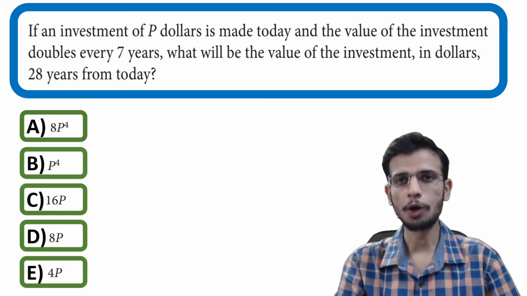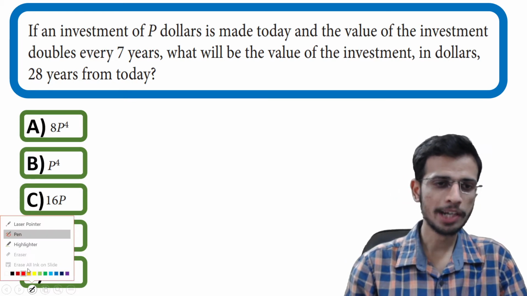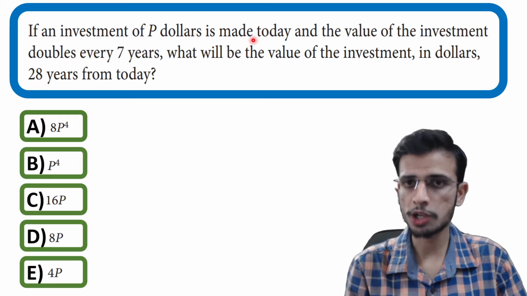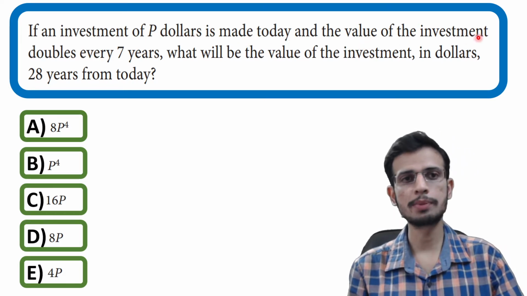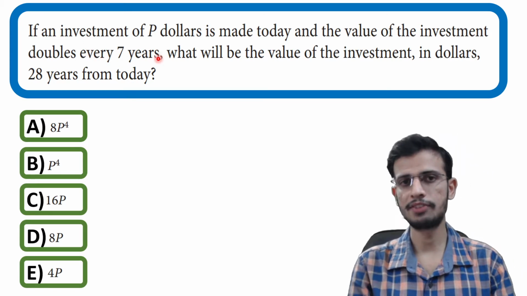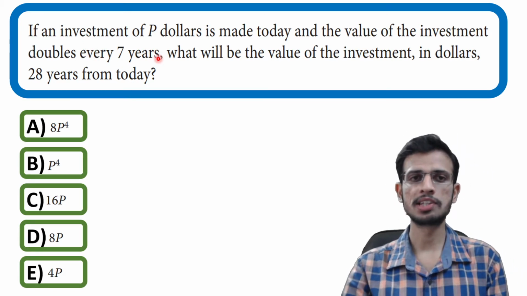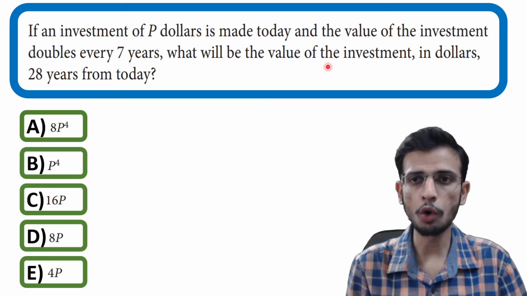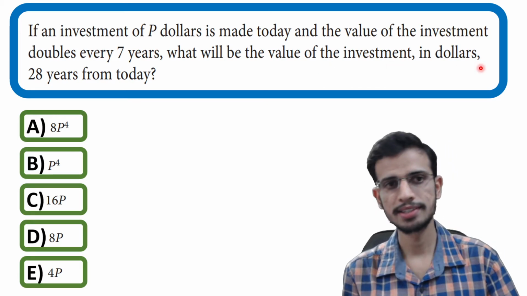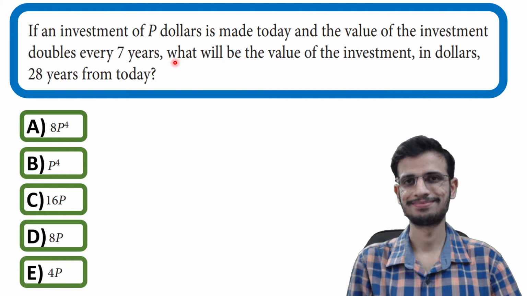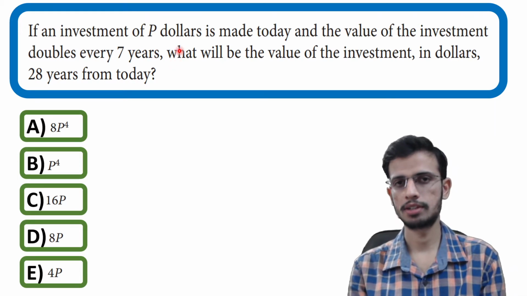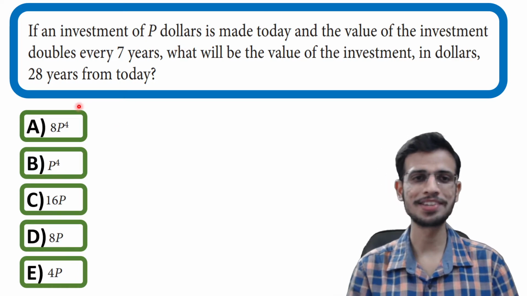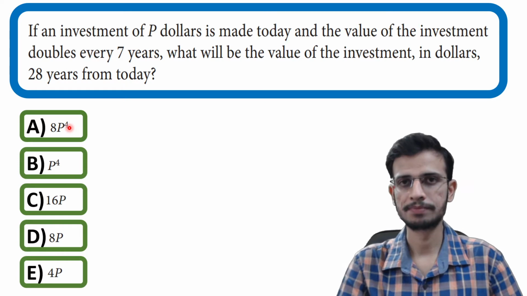So here is the very first question on your screen. Let us read the question first. If an investment of P dollars is made today and the value of the investment doubles every 7 years. If we invest P dollars today, then after 7 years it will become 2 times of P, right? Then what will be the value of the investment in dollars 20 years from today? If we invest P dollars today, then what will be its value after 28 years? Options are given in the form of P.